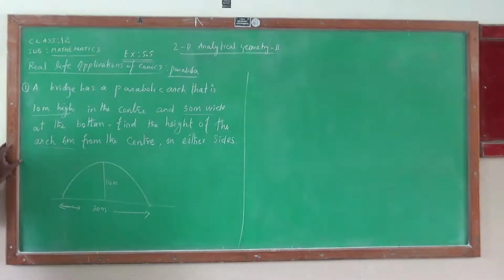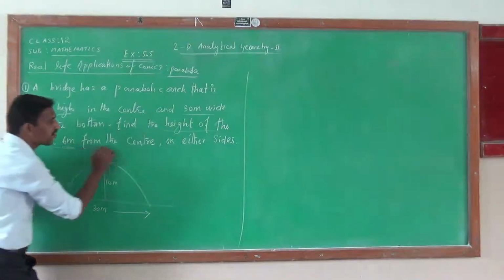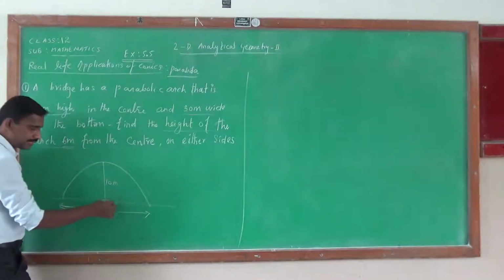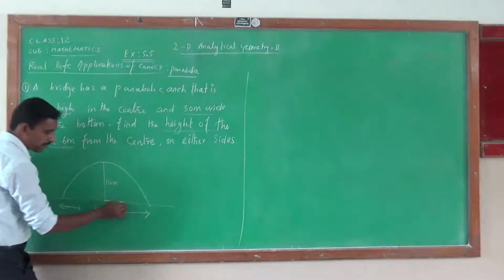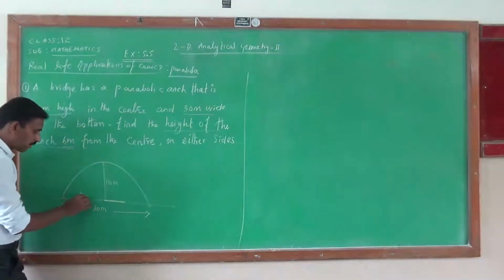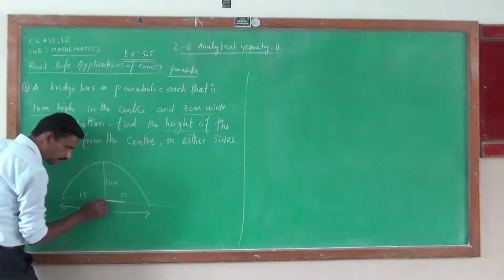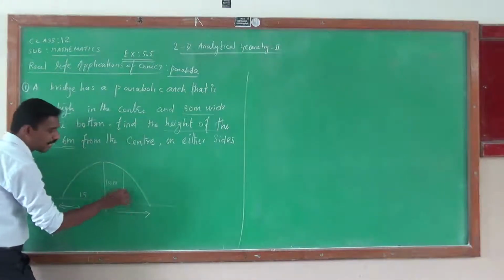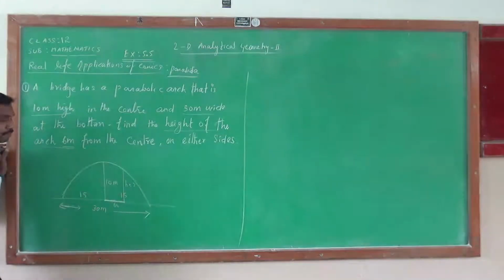Now we want to find out the height of the arch 6 meter from the center on either side. Now this is the center point. You take 6 meter on the right side or left side. This is a 30 meter overall span, so it should be divided 15 meter, 15 meter here. And from the center, you choose only 6 meter here. Then you want to find out what is the height of the bridge from the center. This is the question.